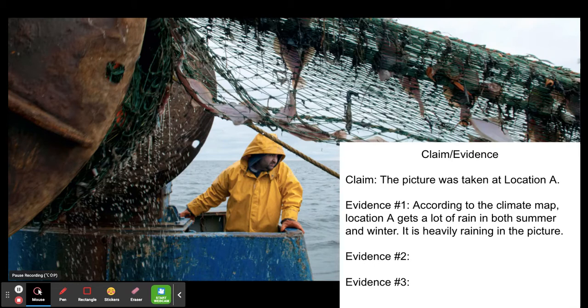The last thing we did was connect it back to the picture. So we say in the picture it's heavily raining to indicate that if this was a tundra climate, there wouldn't be any rain, which is why it has to be location A. So we're connecting it to the map, we're explaining the climate, and we're connecting it back to the picture.